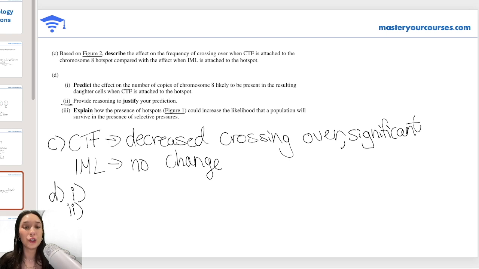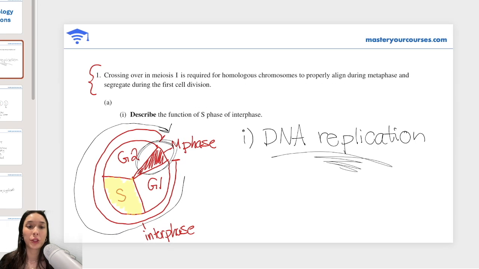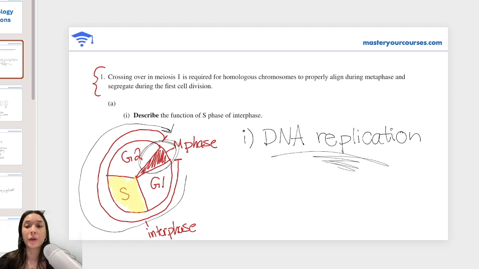What would that have to do with the number of copies that are distributed during meiosis? So this takes us back to here, which says crossing over in meiosis 1 is required for homologous chromosomes to properly align during metaphase and segregate during the first cell division. So we've established that CTF decreases crossing over. Now, if crossing over is required for proper division, decreasing crossing over should decrease proper division, and it should decrease the accuracy of the divisions.